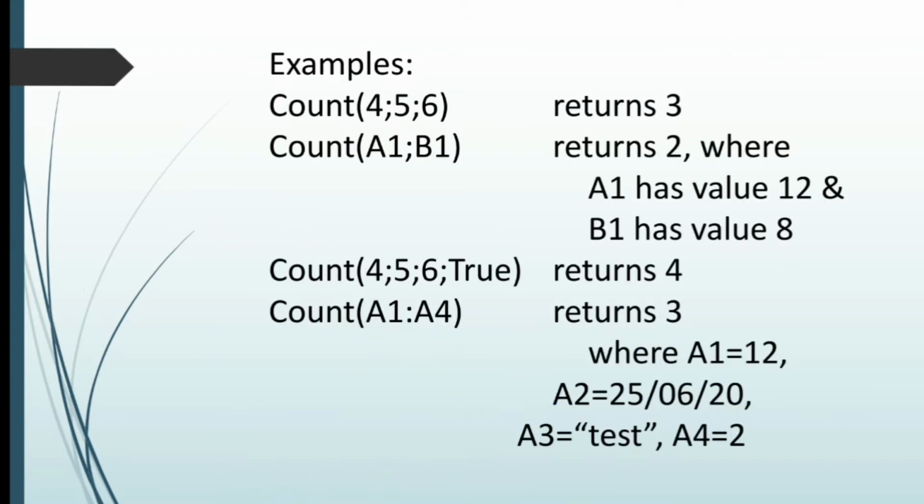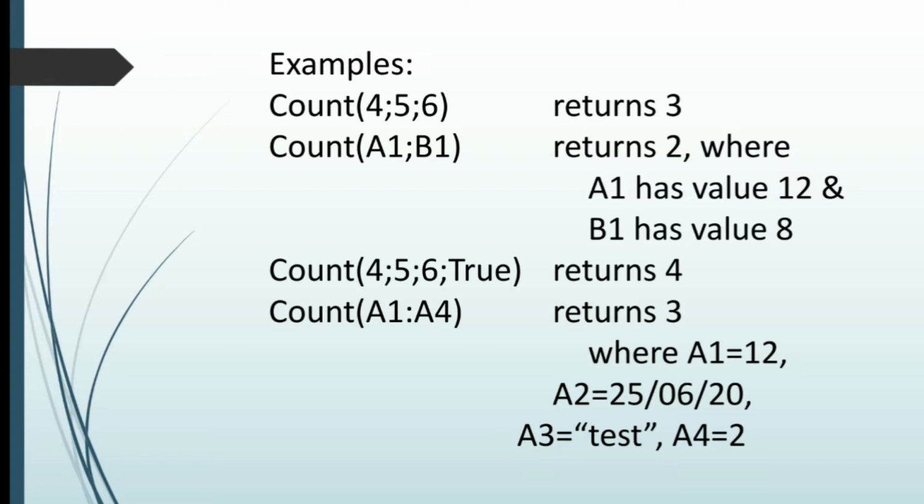Let's see some examples. COUNT(4, 5, 6) returns the value 3 because there are 3 numbers 4, 5 and 6. COUNT(A1, B1) returns 2, where A1 has value 12 and B1 has 8, because there are 2 values, so it would return the value 2. COUNT(4, 5, 6, TRUE) returns 4 because here 4 values are there. 4, 5, 6 and TRUE would be converted to 1.